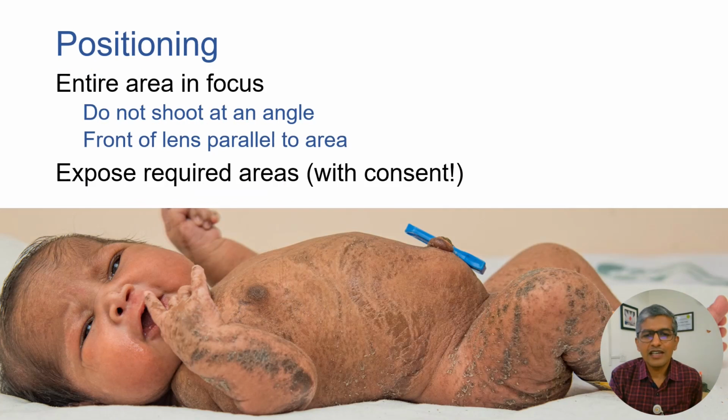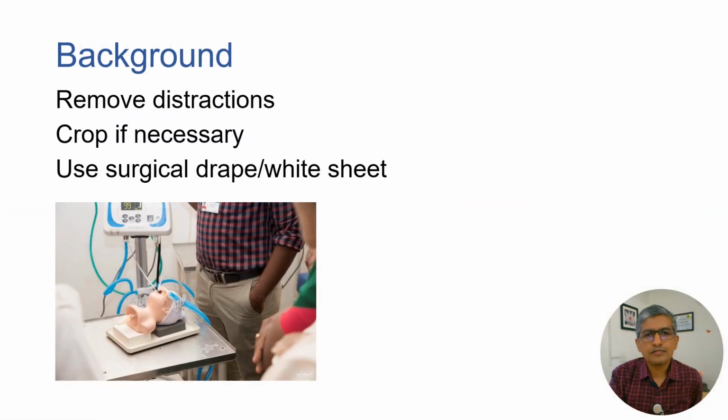In general, we are not taking art photographs when we are shooting for medical purposes, and the whole area needs to be in focus. So try not to shoot at an angle. The front of the lens should be parallel to the area you are photographing. In this baby had a skin condition which we were photographing with consent. At the very least, you can remove distractions from your images and crop it to make the point clearer. You can use simple things like surgical drapes or white sheets to do that.